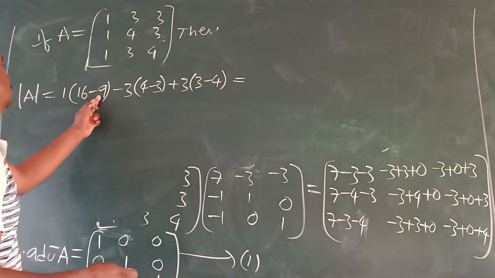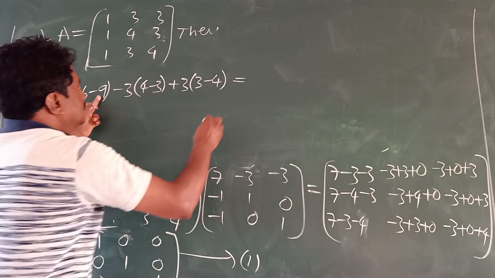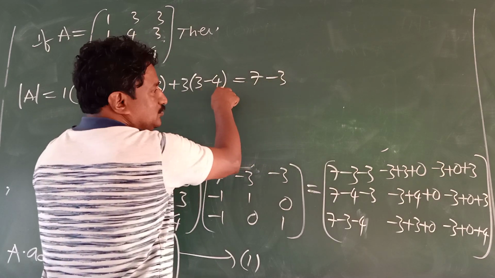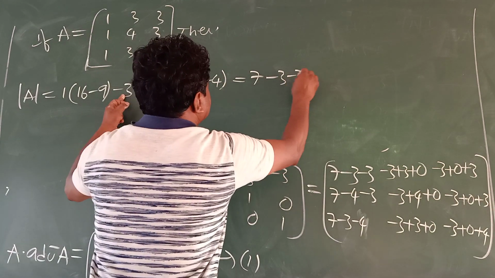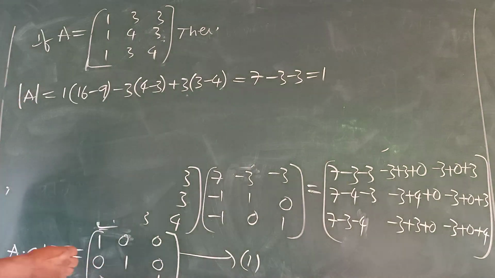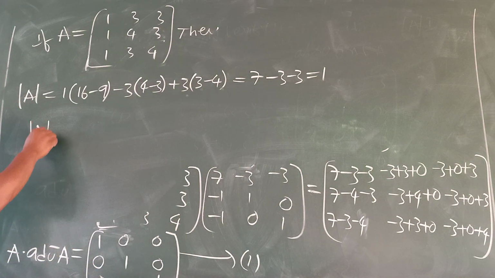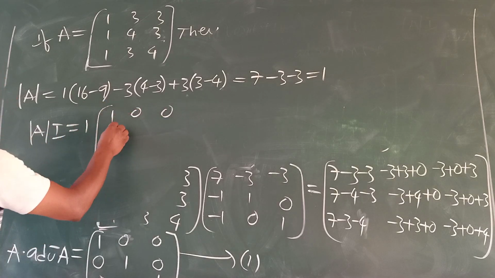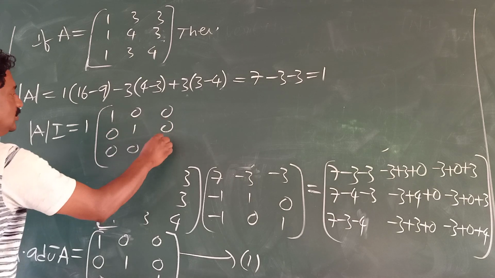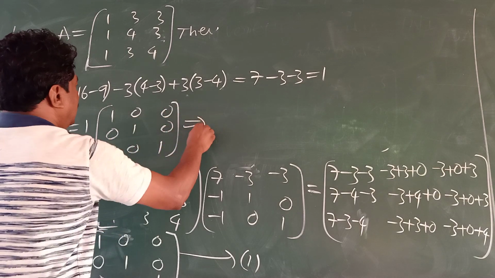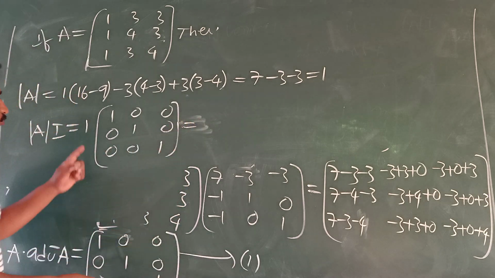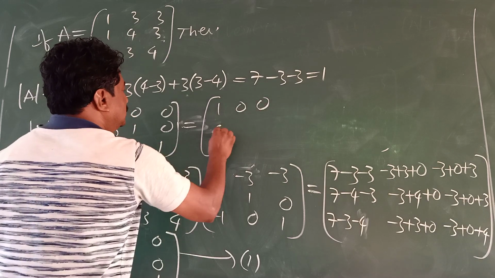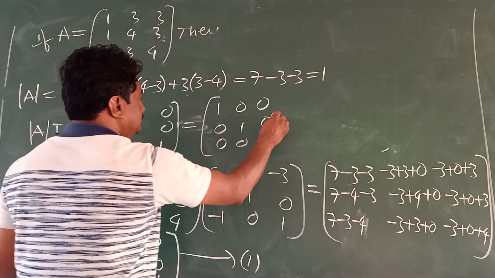16 minus 9 is 7. 4 minus 3 is 1, so minus 3 times 1 is minus 3. 3 minus 4 is minus 1, so 3 times minus 1 is minus 3. 7 minus 6 is 1. So det A into I, where I is the identity matrix: 1 0 0, 0 1 0, 0 0 1. So A into adjoint A is equal to 1 into the identity matrix, that is 1 0 0, 0 1 0, 0 0 1.